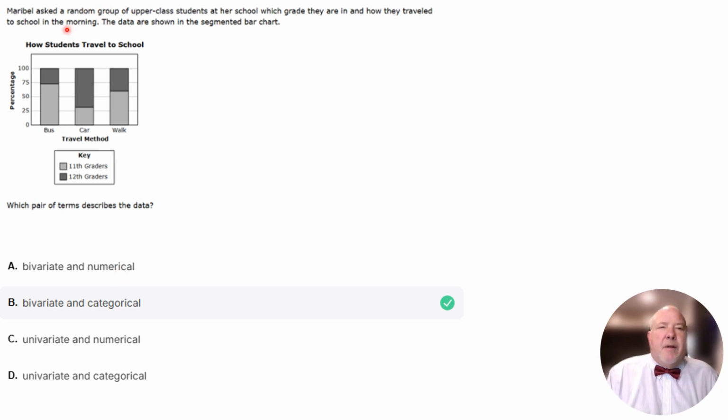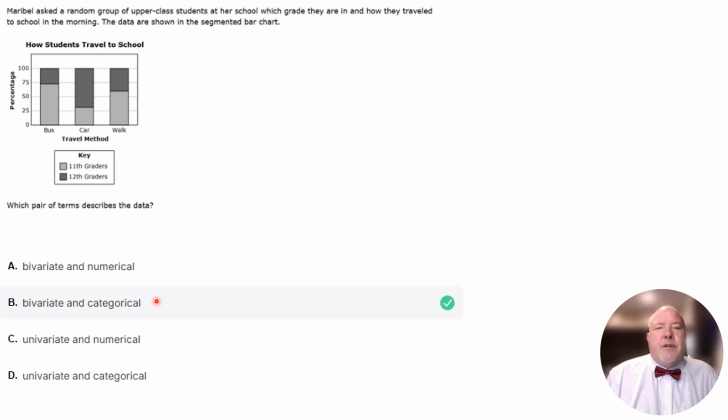So it says Maribel asked a random group of upper class students at her school which grade they are in and how they traveled to school in the morning. And here's the data. So first of all, she asked them two things. She asked them what grade they are in, and she asked how they travel to school in the morning. Two things, that says bivariate. So it's bivariate data, not univariate. I don't know how to say that. I think it's univariate. So bivariate.